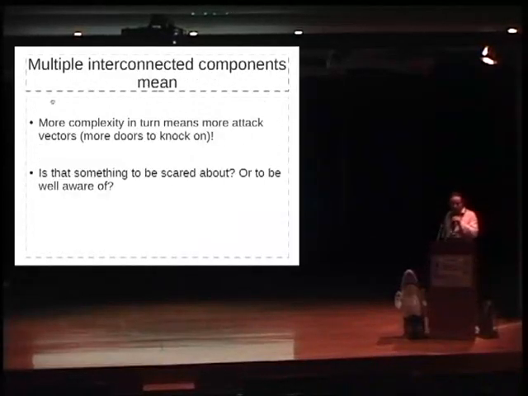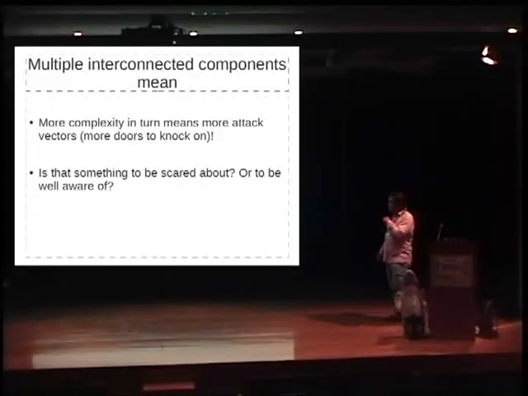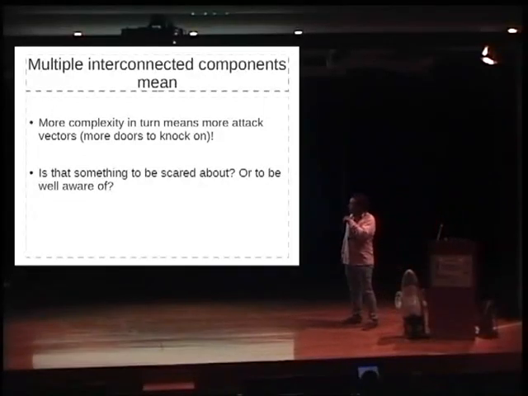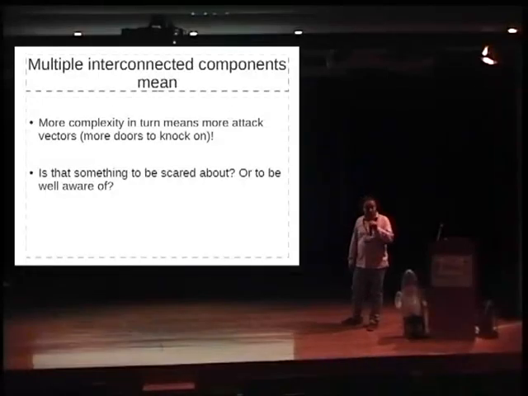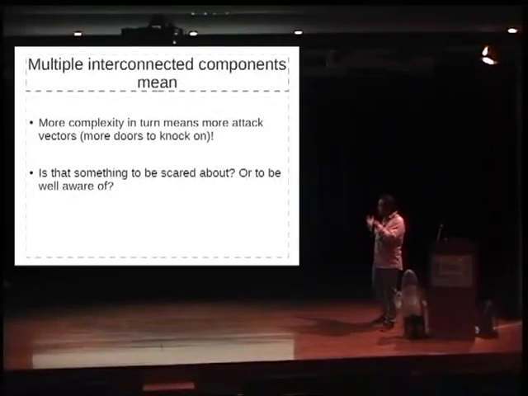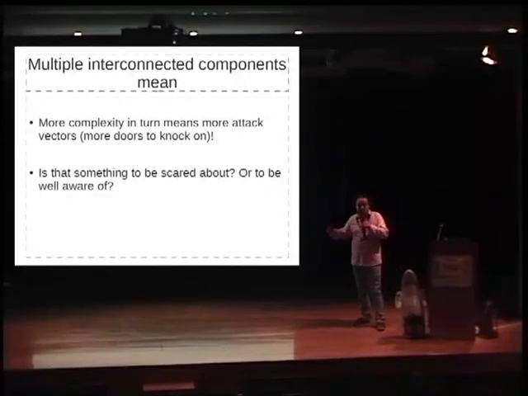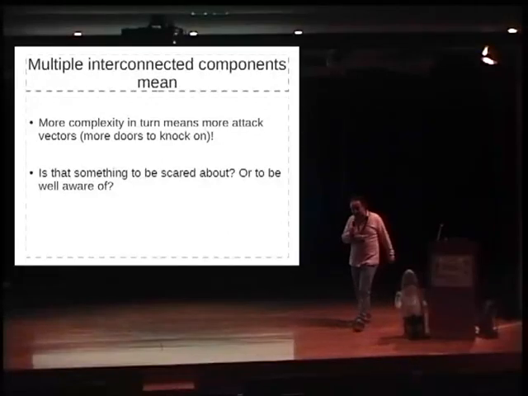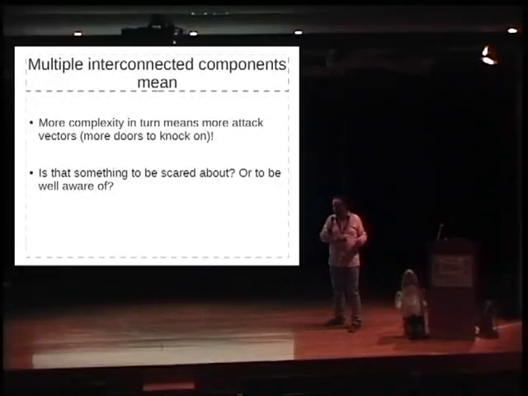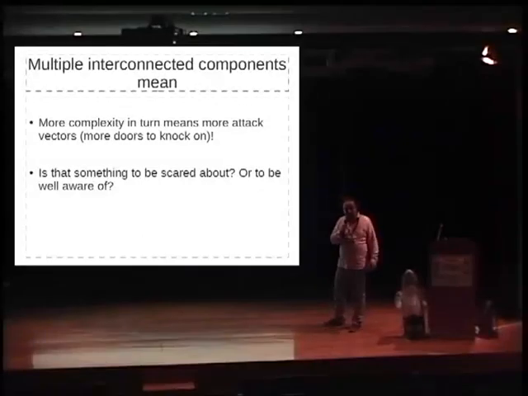Multiple interconnected components basically mean more connections, more complexity and more doors to knock on. Every interfacing point in your application could be a potential attack vector. Is that something to be scared of? Well, no. I get a lot of colleagues in the security field who will daunt customers with 1,000 possible attack vectors in their application and how they should be scared to death that somebody will steal information and such. I don't think it's that much to be scared about.